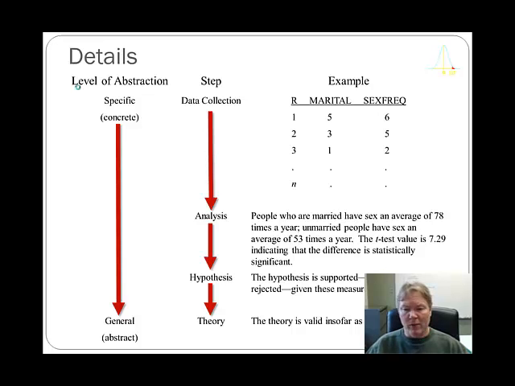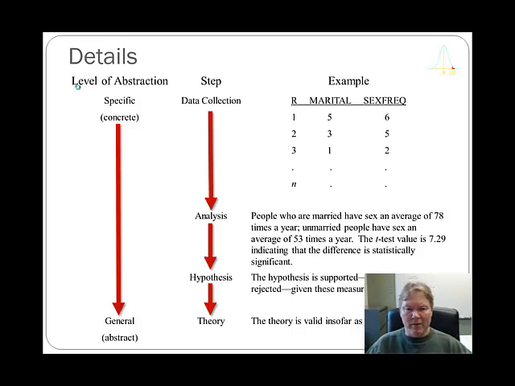We calculate what's called a t-test or a t-statistic. We'll learn about that later. We get a value of 7.29, which indicates that there's a statistically important difference between these two averages, that we don't think is due to chance or sampling error, but is due to a real difference in behavior across people in these two different categories, married versus not married.